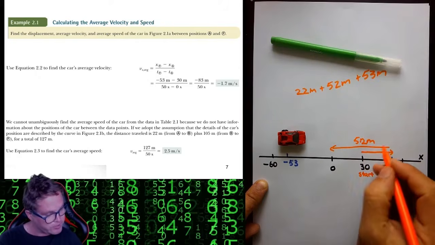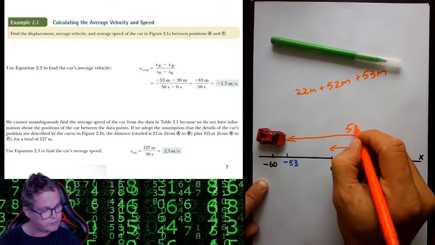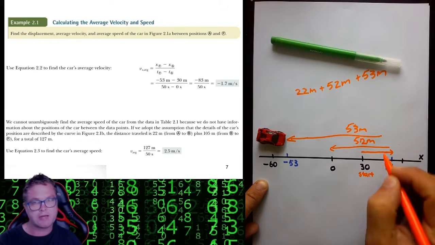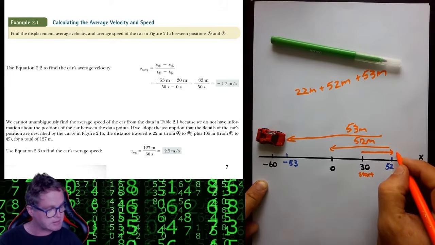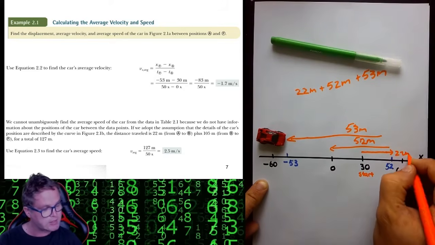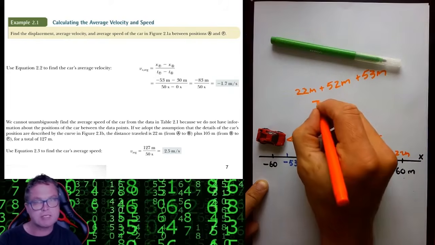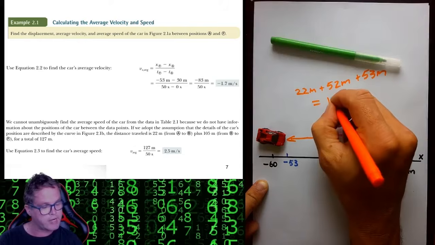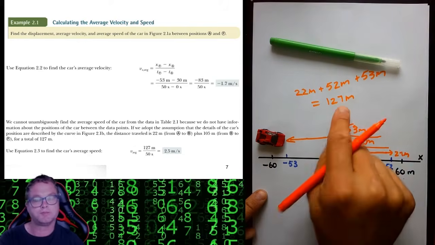So the total distance that it would have traveled is then the 22 meters, that's this one, plus the 52, plus the 53. If we add these three together, then we get 127 meters. This is the distance it traveled.